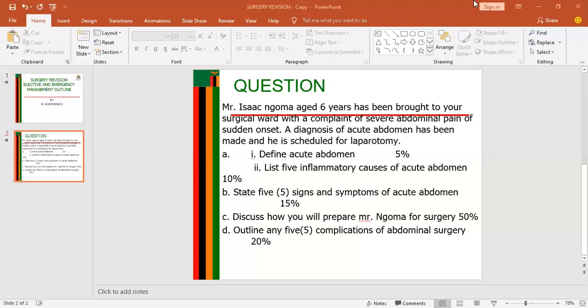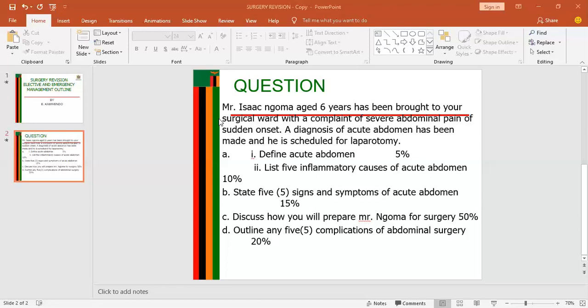Apart from that, the other causes that we can have are neoplastic. In neoplastic, the acute abdomen is mainly caused by growth that obstructs movement of food in the gastrointestinal tract. So it means cancer conditions may impair movement of food content in the GI, and those will be classified as neoplastic causes of acute abdomen. So those are some of the causes, but this question needed only inflammatory causes, but I've also given other causes.